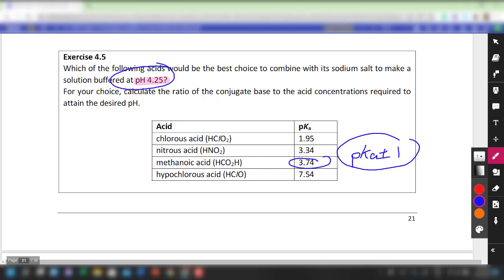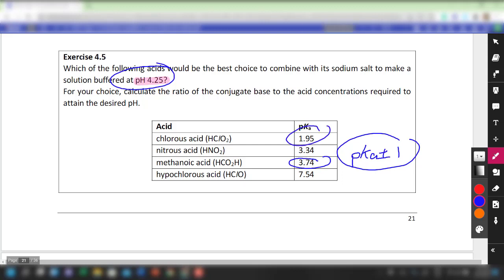Okay, so yeah, that will be the ideal choice. The rest will be very far away, and even if you manage to make a buffer out of it, it will not be an effective buffer, because you will have a lot more of one component as compared to the other. So for example, let's say if you want chlorous acid, the pKa is 1.95.